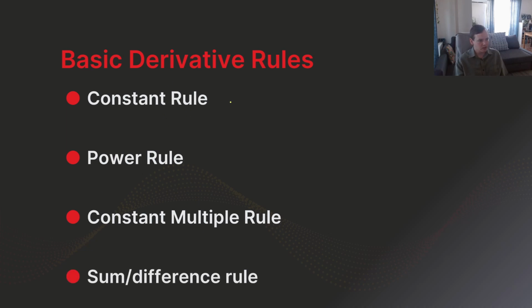We have the constant rule, and this is that the derivative of a constant is equal to 0. So if you have a constant, or a function of the constant, you take the derivative, you get 0.